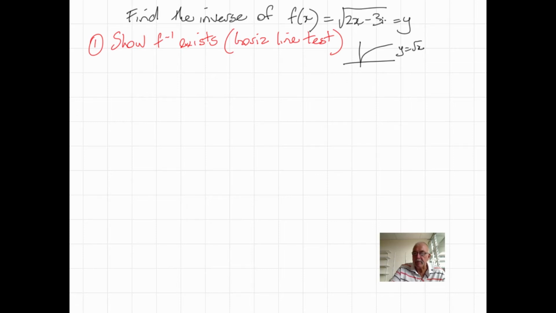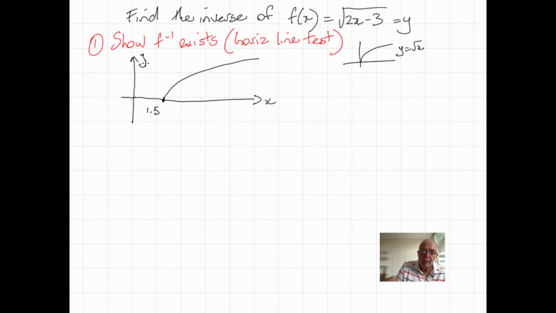Is it valid for 1.5? Yes, it is. 2 times 1.5 is 3, minus 3 is 0, square root of 0 is 0. So that's going to work. So my graph is going to look a little bit like this. So y equals root x would start there. We've already said that it's got to be 1.5, and it'll go out and up like that. Okay, so there's my x, there's my y.